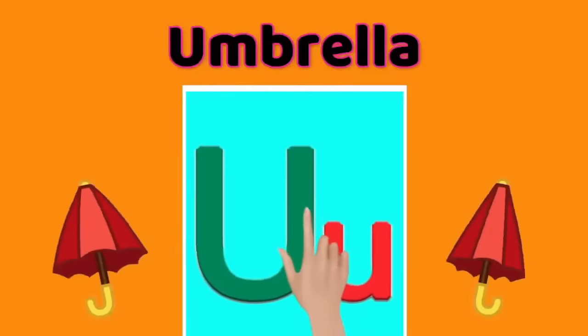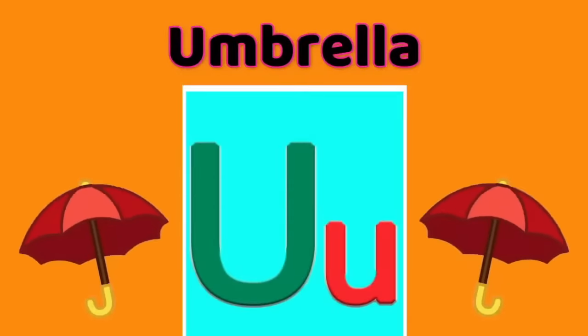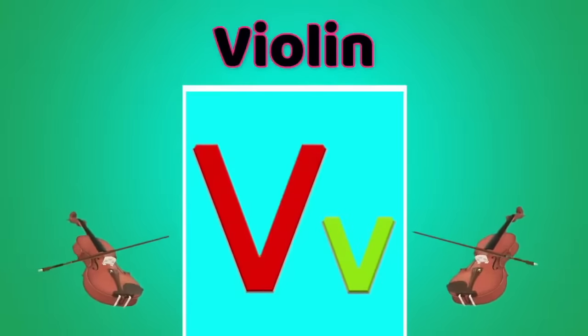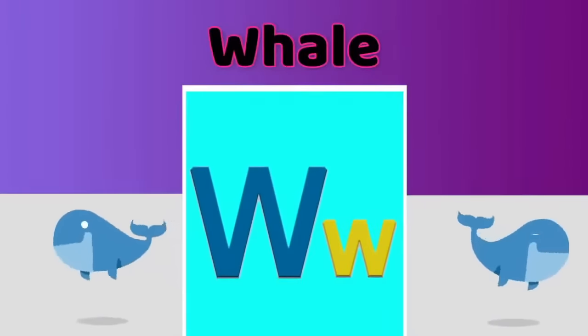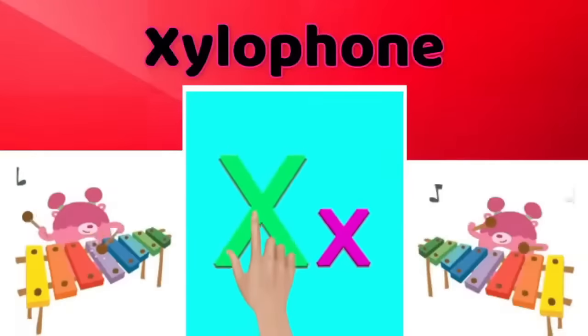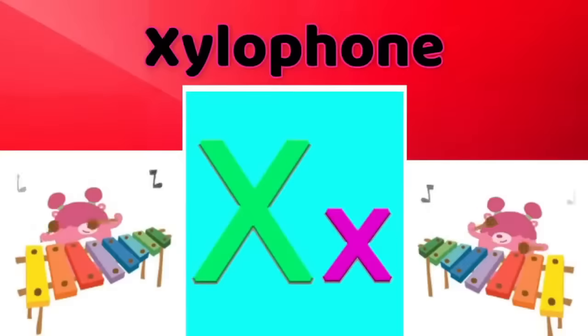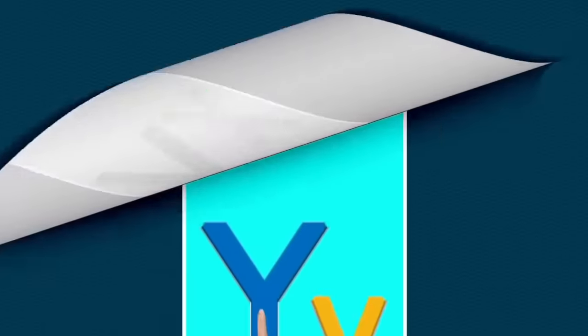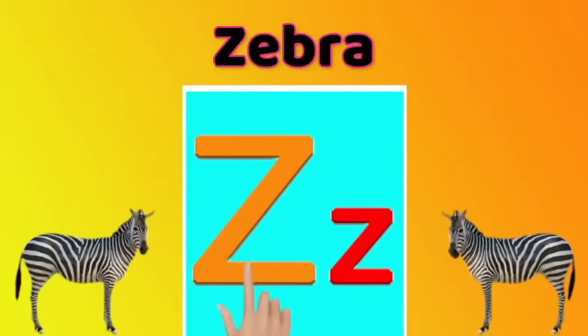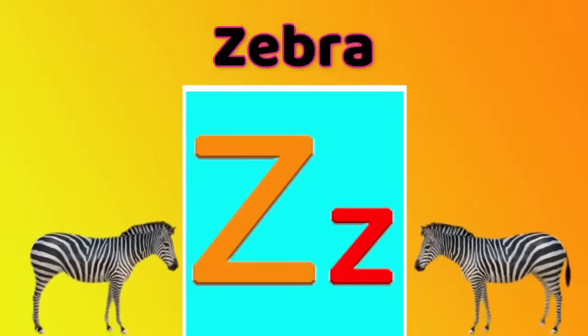U is for umbrella. U, U, umbrella. U for umbrella. V is for violin. V, V, violin. W is for whale. W, W, whale. X is for xylophone. X, X, xylophone. Y is for yo-yo. Y, Y, yo-yo. Z is for zebra. Z, Z, zebra. U, V, W, X, Y, Z.